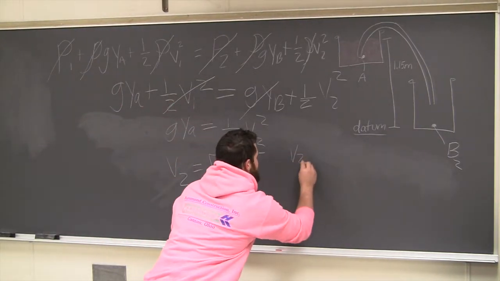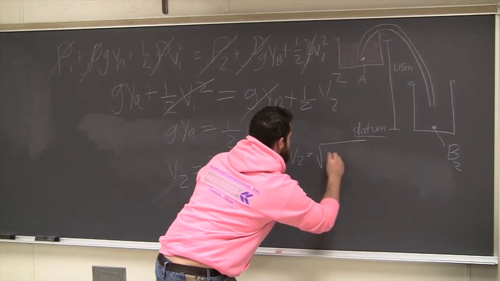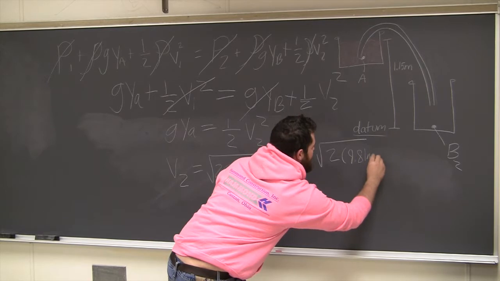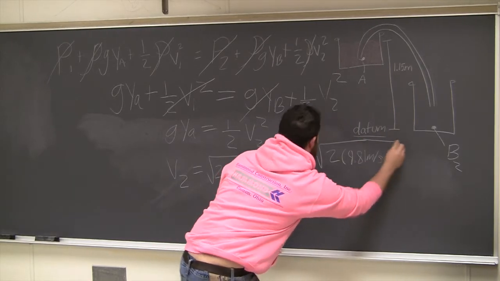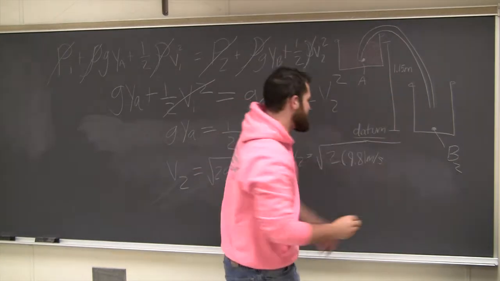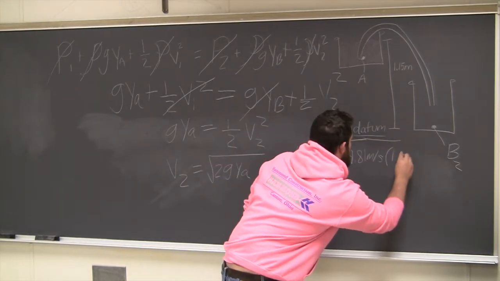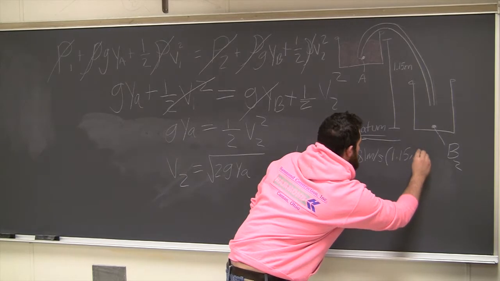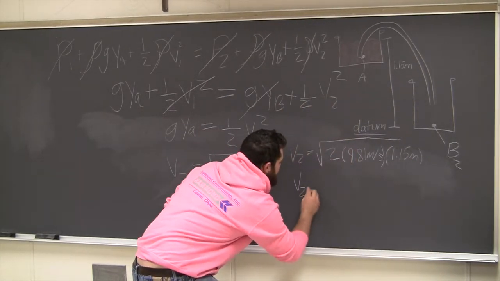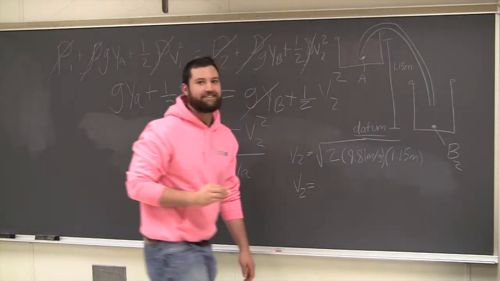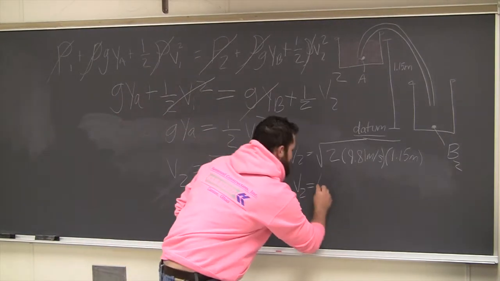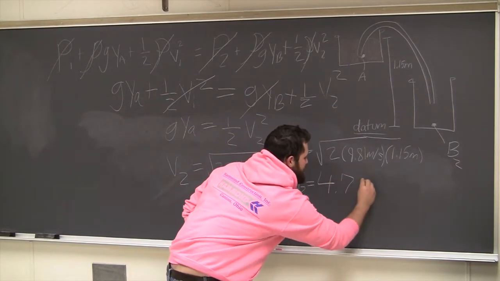So we're going to have V2 equals radical 2 times gravity, which is 9.81 meters per second squared, and then we're going to have our first height, which is 1.15 meters. And that will give us our final velocity of 4.75 meters per second.